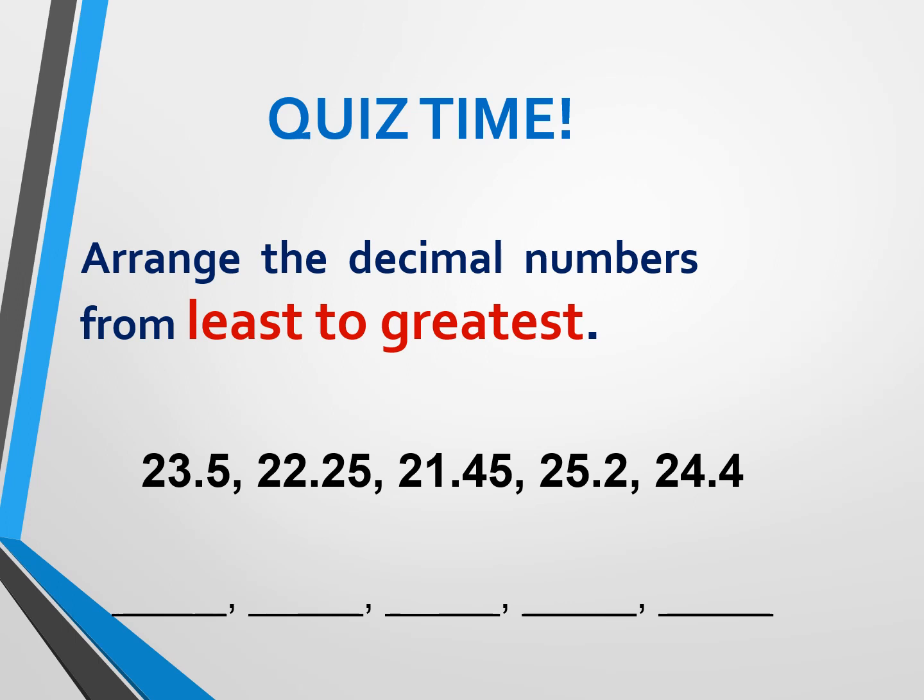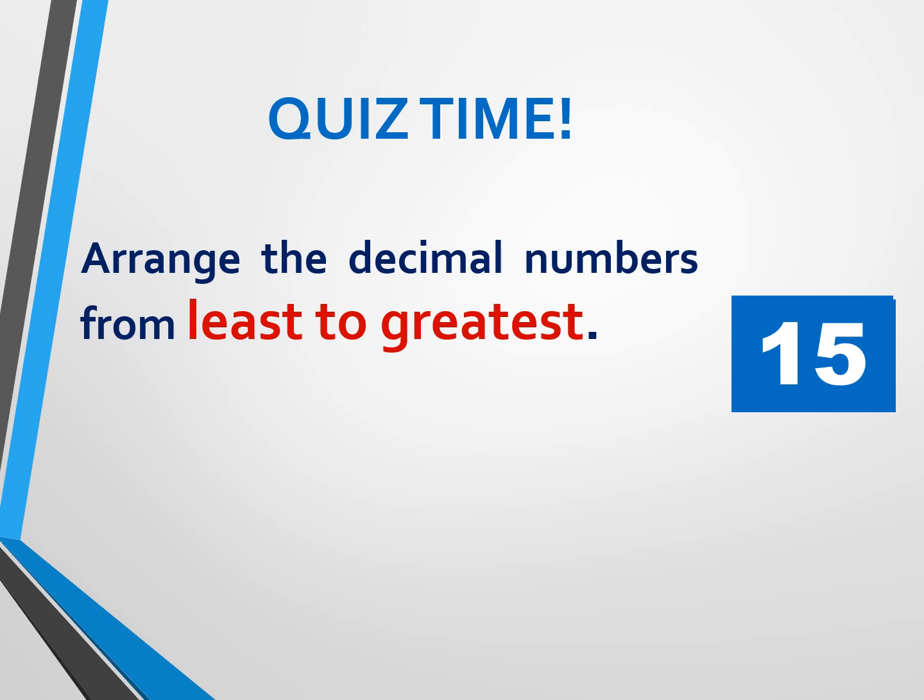Okay, time's up. Let's see what are the correct answers. So the smallest number or the least number among them is 21 and 45 hundredths, followed by 22 and 25 hundredths, 23 and 5 tenths, 24 and 4 tenths, and the biggest number is 25 and 2 tenths. Did you get it right?